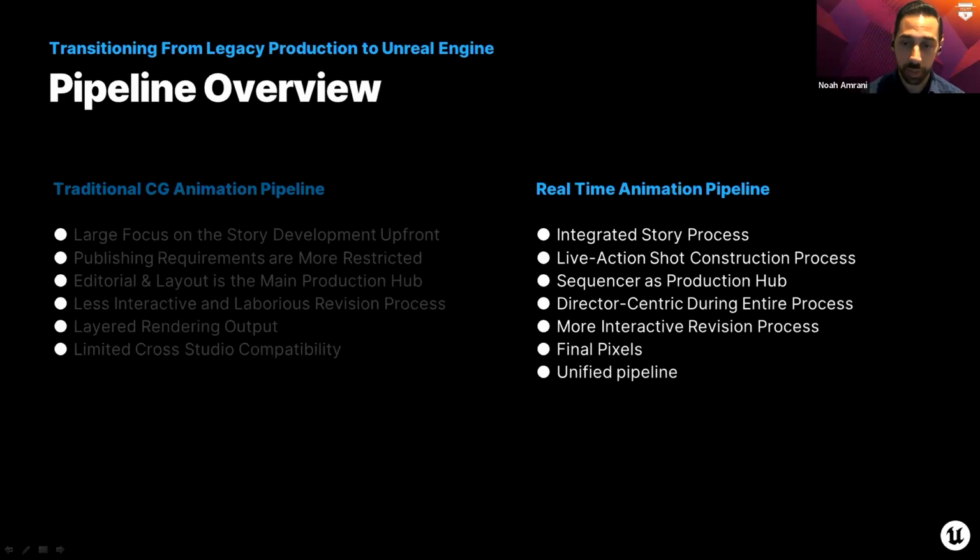And because of how interactive and everything is real time, you do have a more director-centric process where a director can jump in, whether it's in virtual production or after it's been done on set and things are being revised. A director can be more heavily involved with the creation process just because of how interactive everything is. So more interactive revision process. You get your final pixels out of Unreal. Of course, you can always alter them in some other program if you want to, but you can get pretty much everything that you want out of the program. And you have a nice unified pipeline to work with.